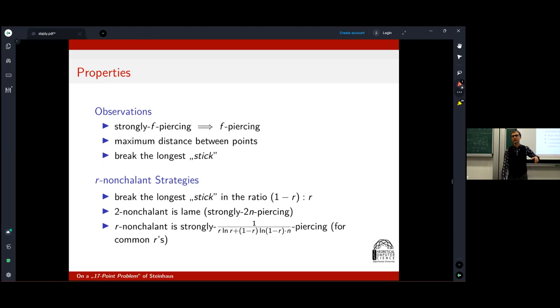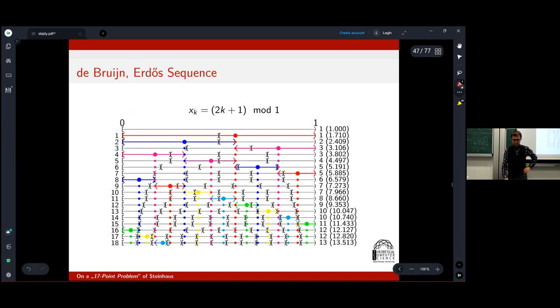But you can use R's that are very close to 1/2, and the closer you get to 1/2, you can construct a 1/ln2 n piercing strategy in this way. But you have to keep changing R on the way to approach 1/2, but never use 1/2. Okay, but this is maybe nice because it tells you something about other strategies.